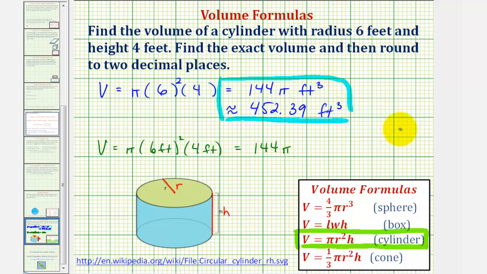but by leaving the units in, we can see why the units are cubic feet. We have feet squared times feet, which would be feet cubed. So if you're ever not sure about what the units should be, you can always leave the units in the formula. I hope you found this helpful.